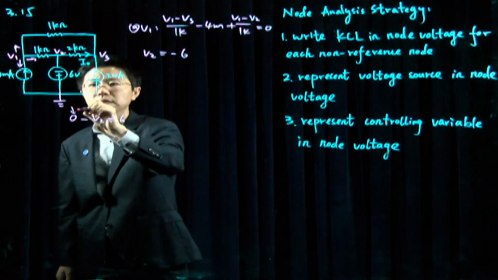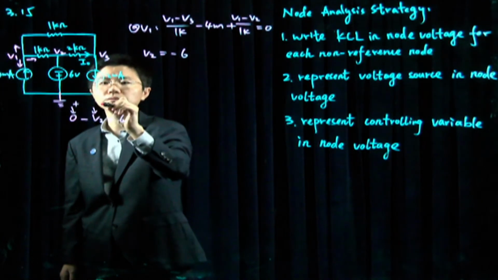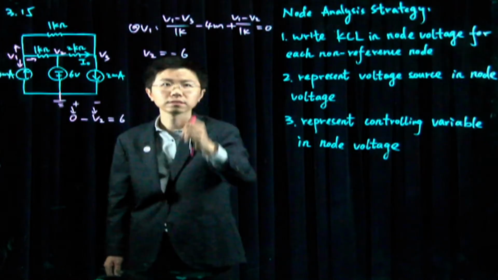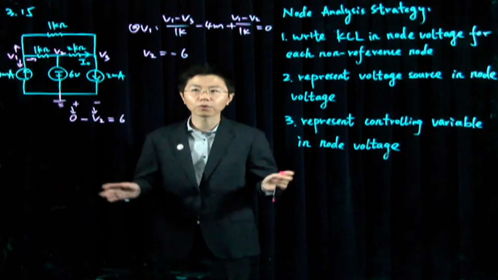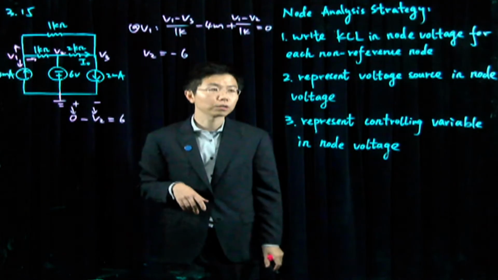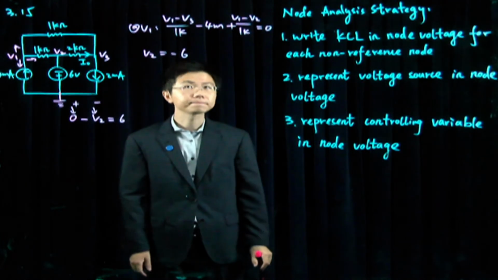This is the node voltage for the positive terminal, and this is the node voltage for the negative terminal. You can easily see that these two are equivalent. When you have more experience writing this, you can directly come up with the voltage across your voltage source if it's been connected to the ground.